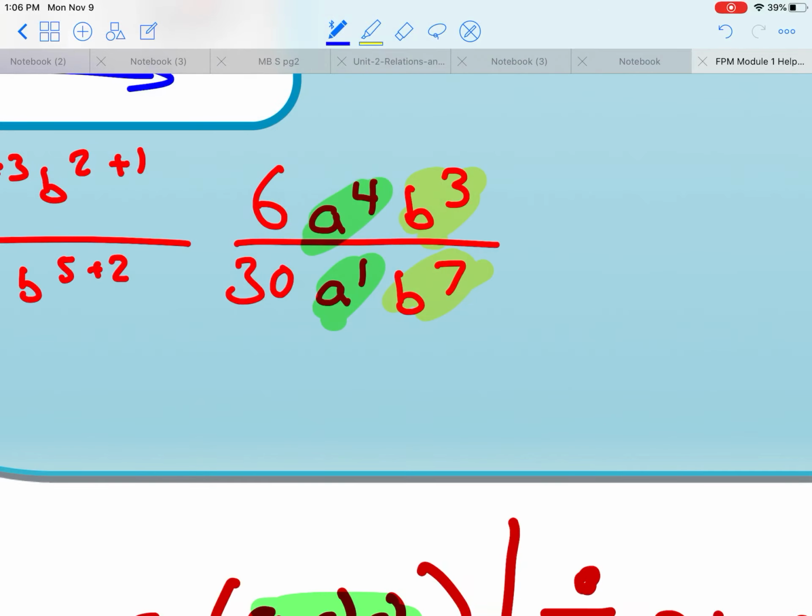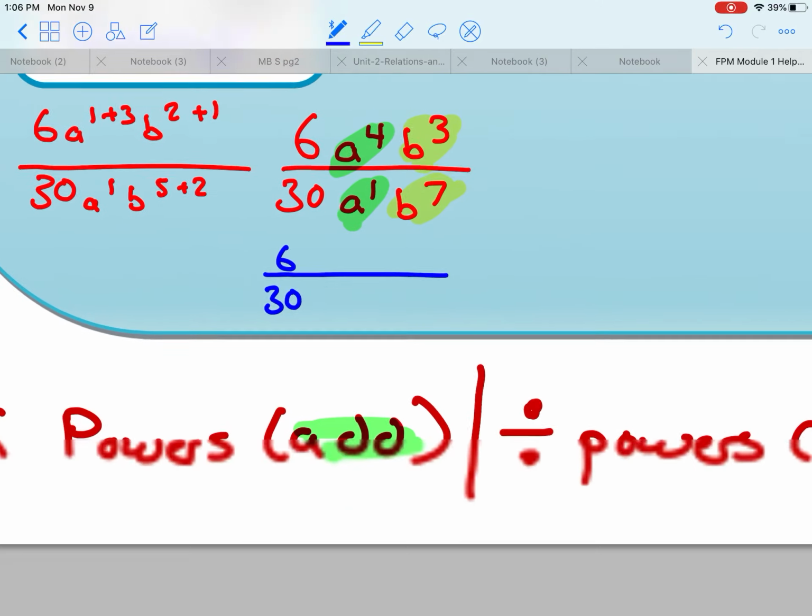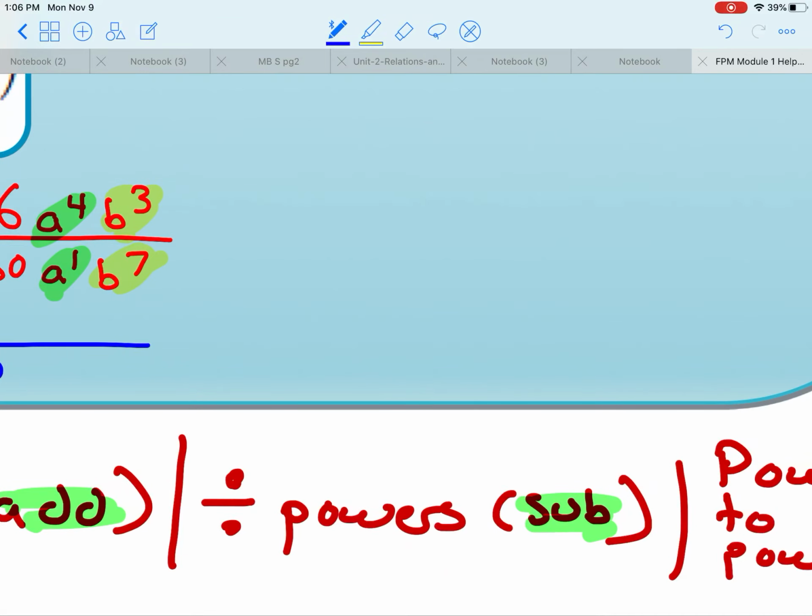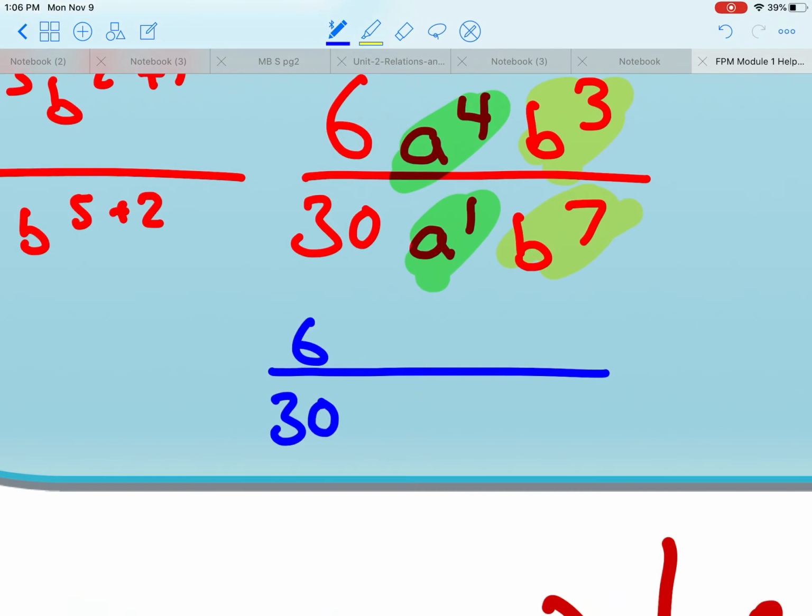Okay, let's do the A's first. So I'm going to write 6 over 30. Remember, when you divide, what are we doing? We are subtracting. Okay, so I'm going to show my work.